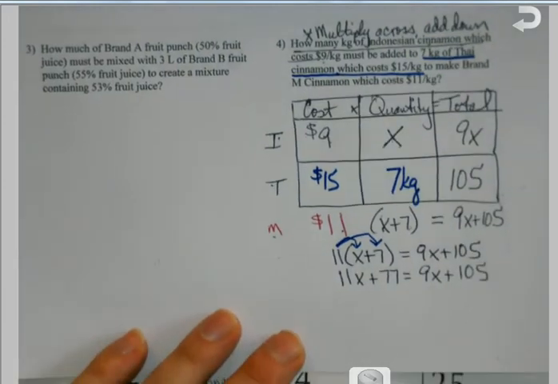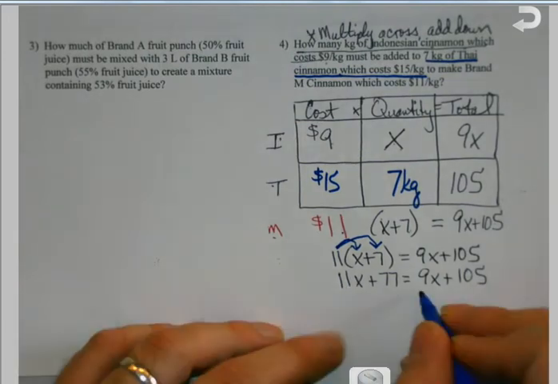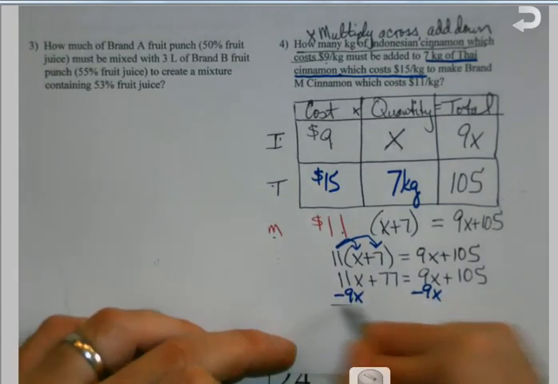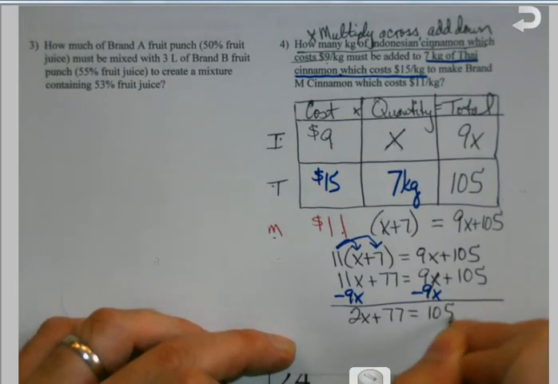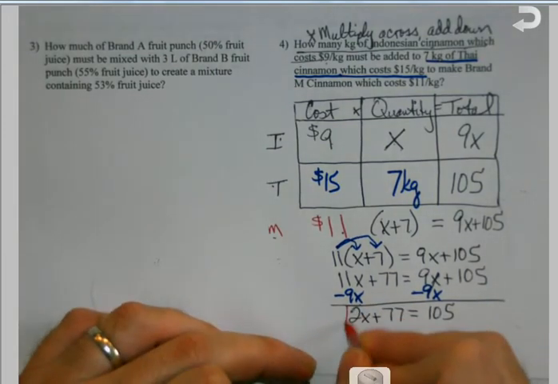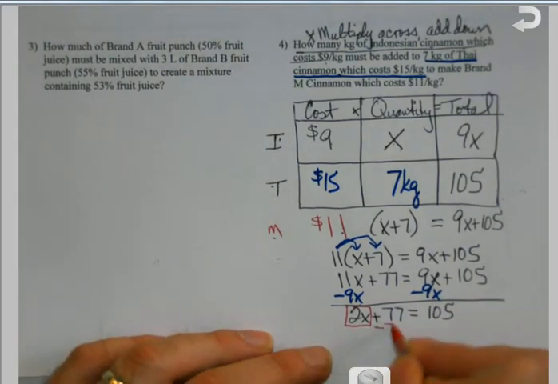And now I have a choice. I like getting all my x's together, and I like keeping my x's positive. So if I want to move this 9x over to my 11x side, what do I have to do? Subtract it, absolutely. So this takes a little bit of work, but that's why we take the time. I'm going to have to start writing smaller. I made my chart a little too big, I guess. So now if I want to get 2x alone, we're almost there. Minus that 77.